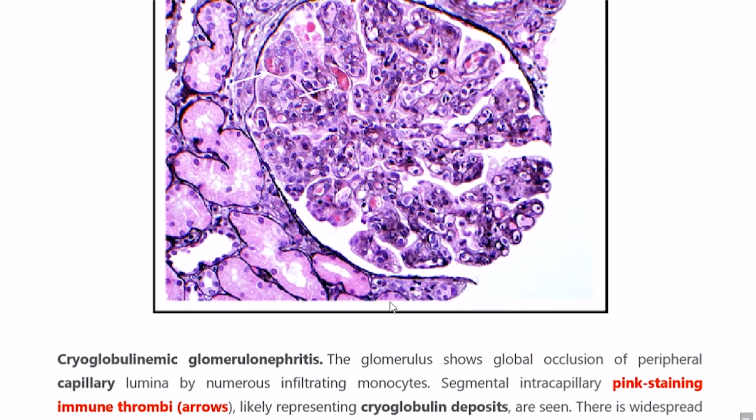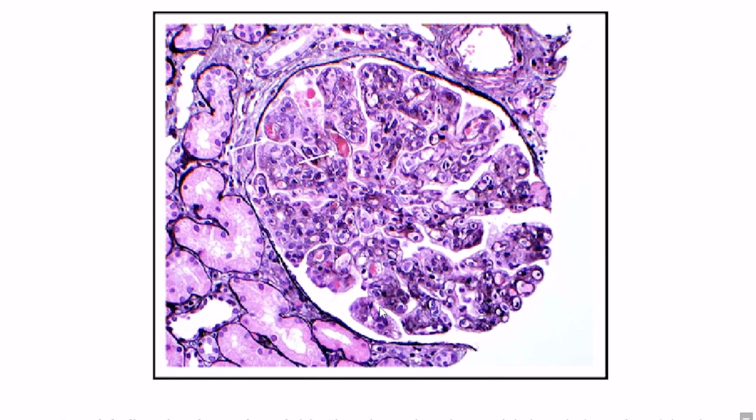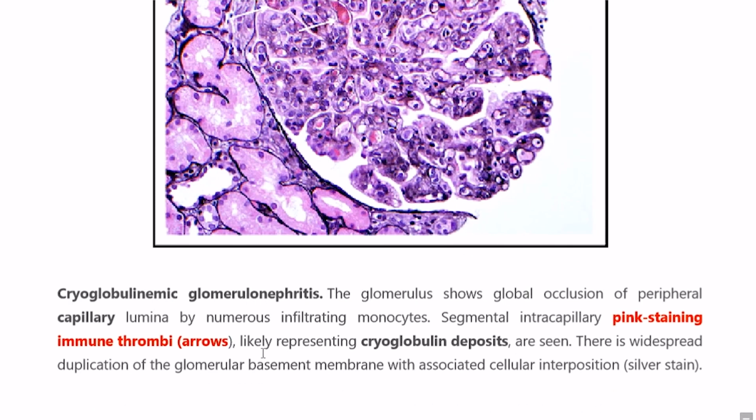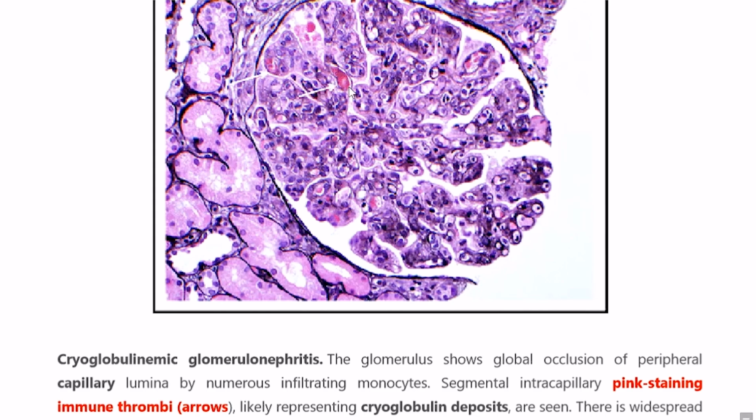This is the renal biopsy that showed cryoglobulinemic glomerulonephritis. Very important photograph that you need to know. The glomerulus shows global occlusion of the peripheral capillary lumina by numerous infiltrating monocytes. Segmental intracapillary pink staining immune thrombi, likely representing cryoglobulin deposits, are seen. So look at the pink staining immune thrombi. These are basically the cryoglobulins.